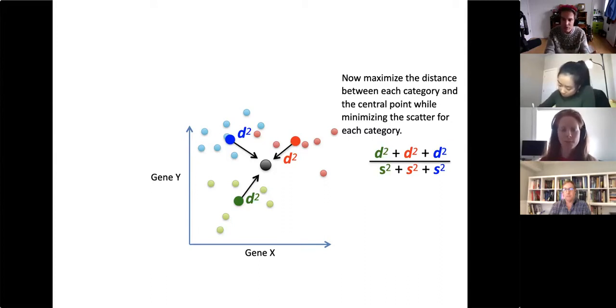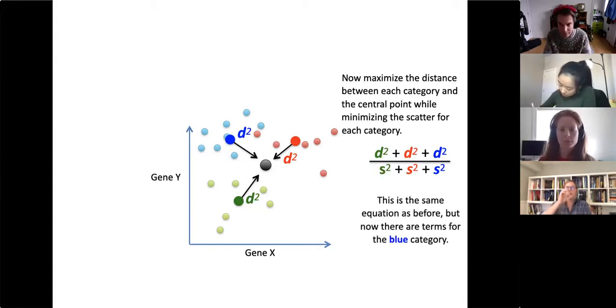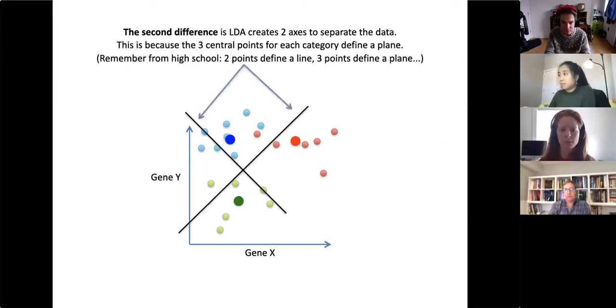If we've got to shrink some means, and that means we minimize our scatter, then that's what we've got to do. Okay, it's the same equation as before, but now there are terms for the blue categories. That's not a big difference. The second difference is that LDA now creates 2 axes to separate the data. This is because now we've got 3 central points for each category, and when we have 3 points, that defines a plane. So if you remember from high school, 2 points define a line, and 3 points define a plane.